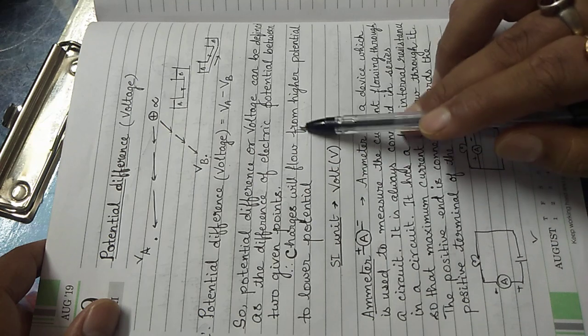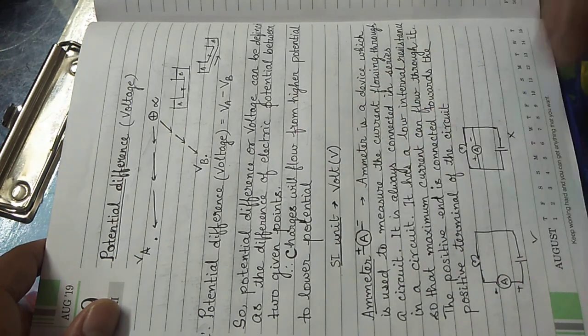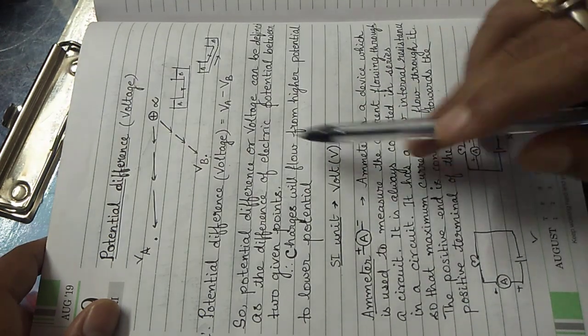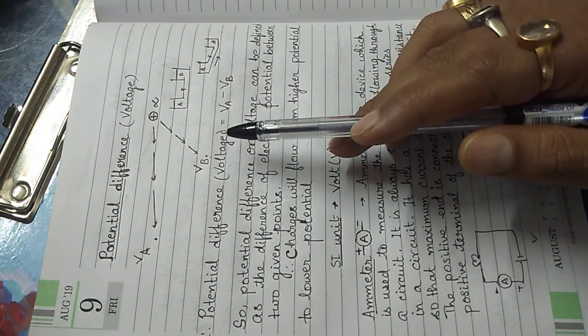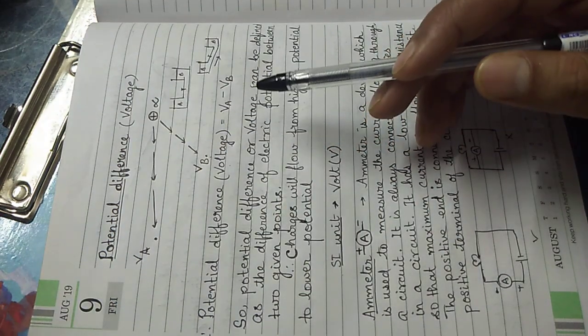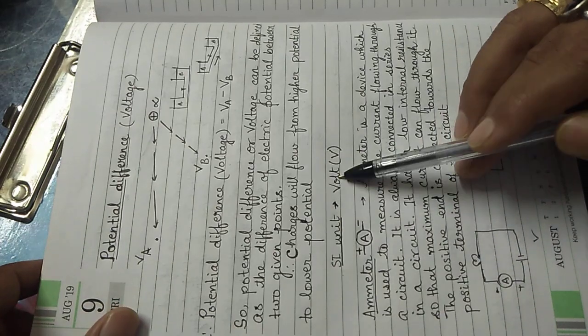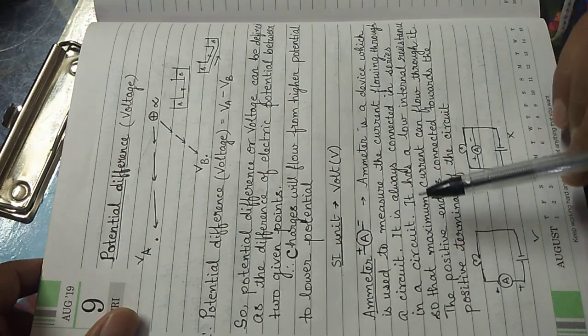So therefore charges will flow from higher potential to lower potential. So what is the SI unit? Difference of potential means nothing but potential only. Suppose difference of your height is what? Height. So the SI unit is same as that of electric potential, which is volt.